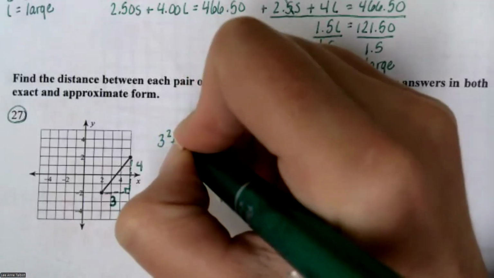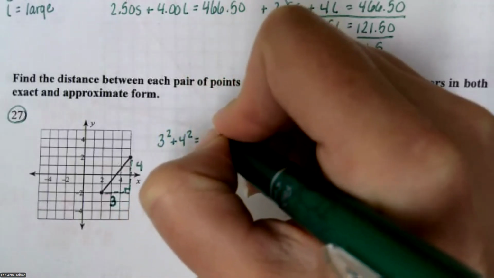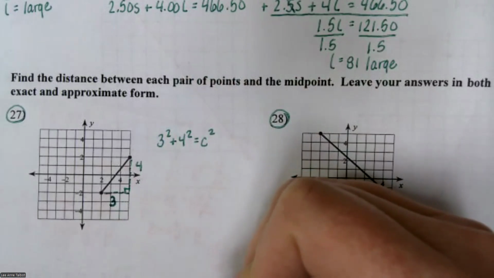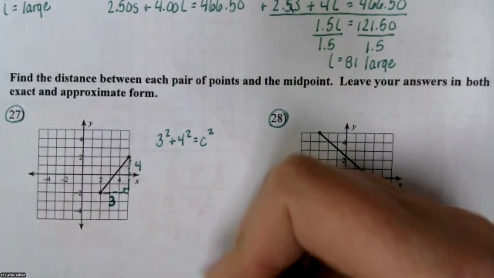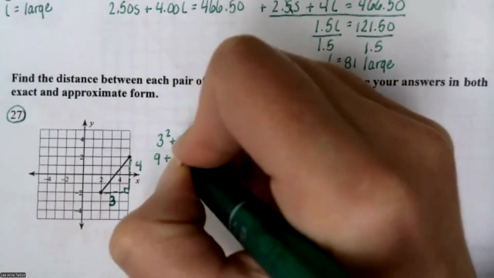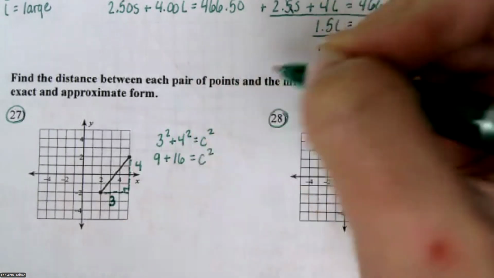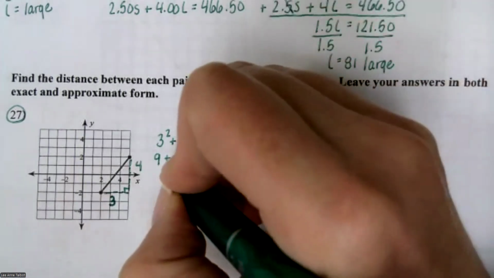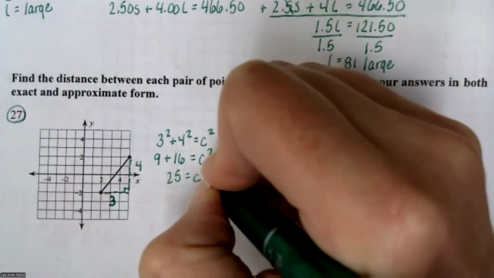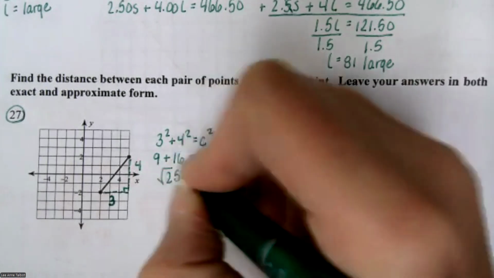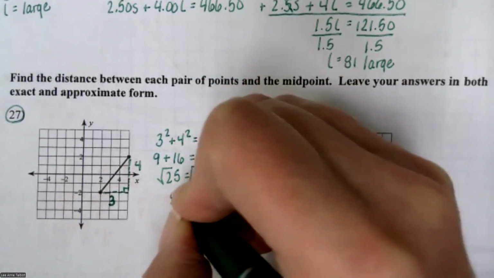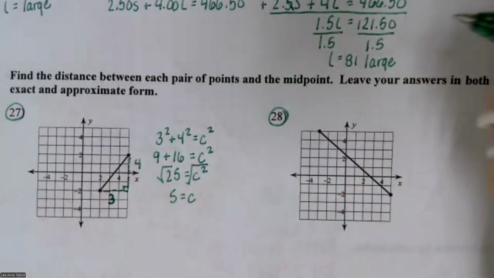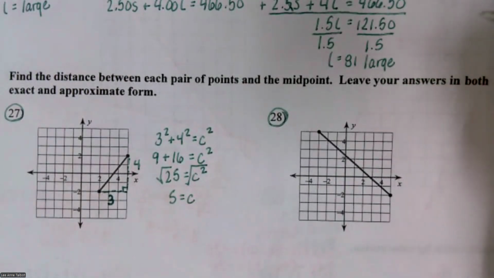3 squared plus 4 squared equals c squared. 9 plus 16 equals c squared. Oh, this one's going to be satisfying. 25 equals c squared. 5 equals c. And this one, exact and approximate form are the same thing. You don't have to write them both, just 5.